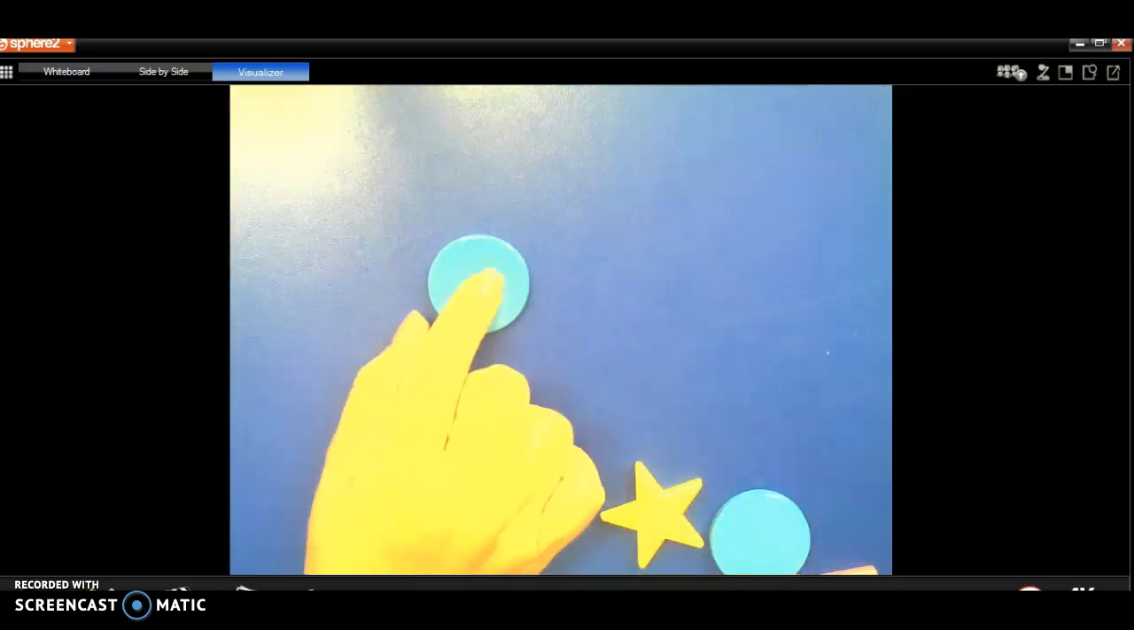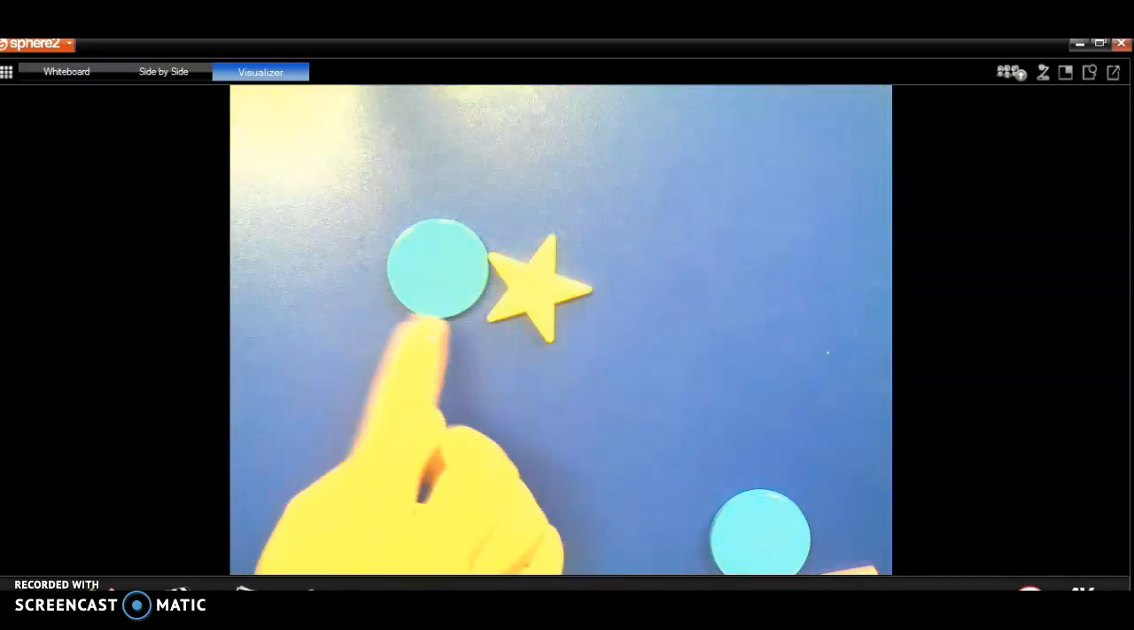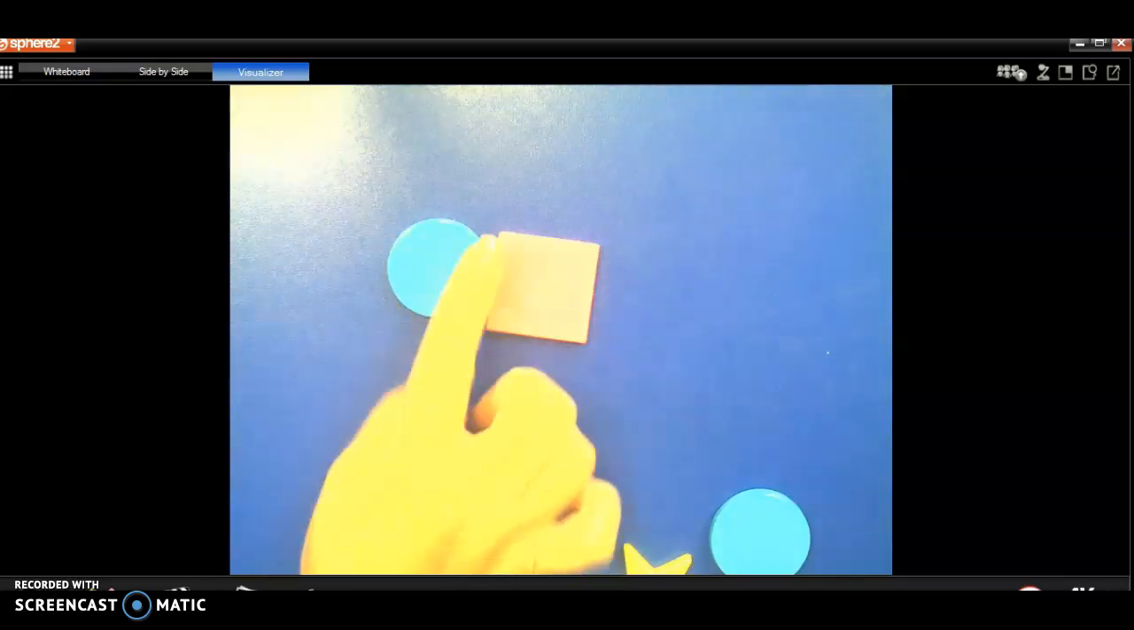Okay. So I'm going to make some groups here, here, and here. So I'm going to put, what is this, a circle? I'm going to put it right there. Can I put the star with the circle? No, because they're not the same shape. They don't look alike, right? They don't have the same attributes. What about the square? Can they be together? No, because they don't look alike, right? This one's circular, it looks like a ball, and this one has sides, right? This one doesn't have any sides, it's all round.